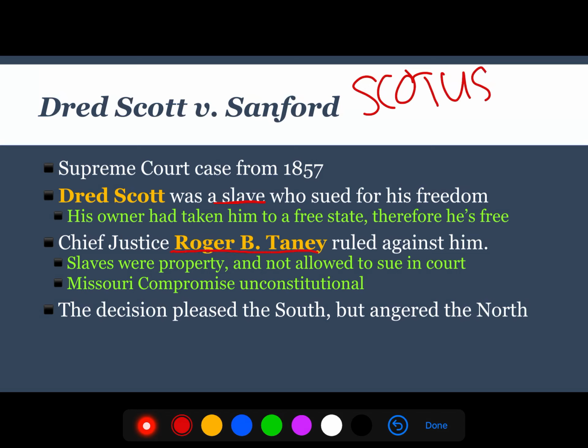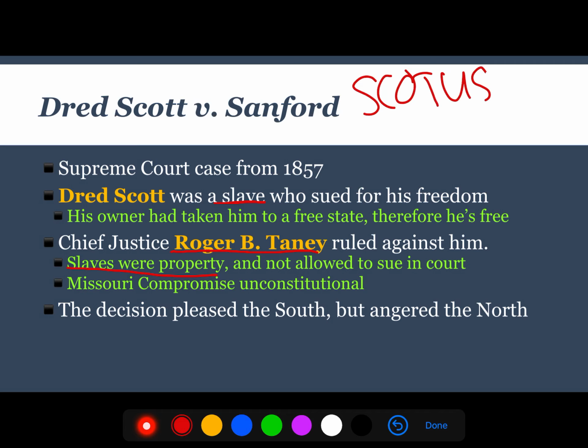Taney, who was the Chief Justice of the Supreme Court, rules against him by saying that slaves were property. And because they're property, they're not allowed to sue in court. You wouldn't let a horse or a cow sue in court, and they're property. So therefore you can't let a slave.